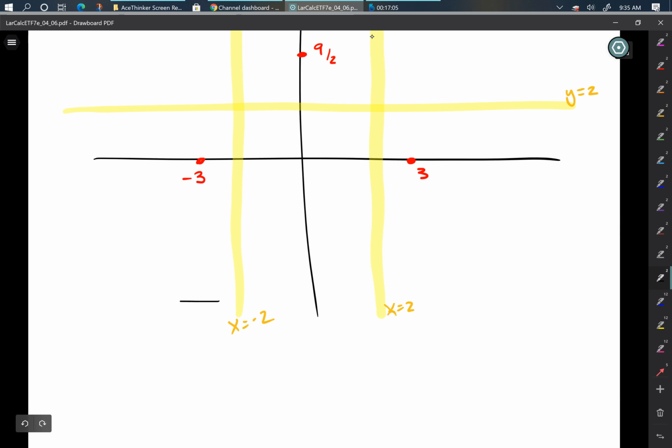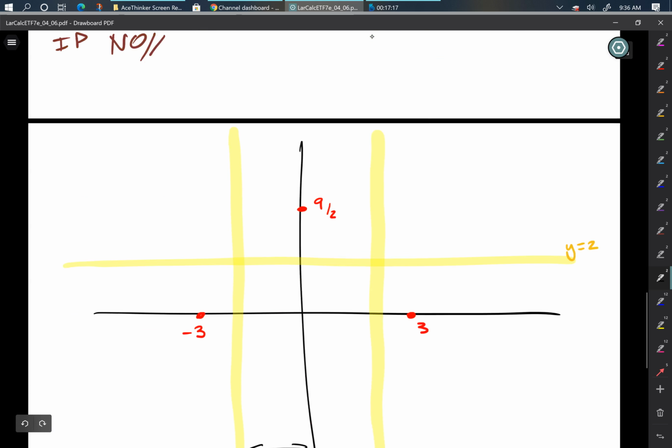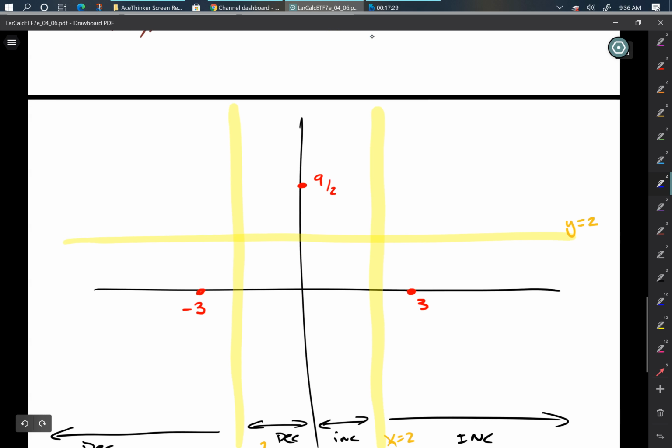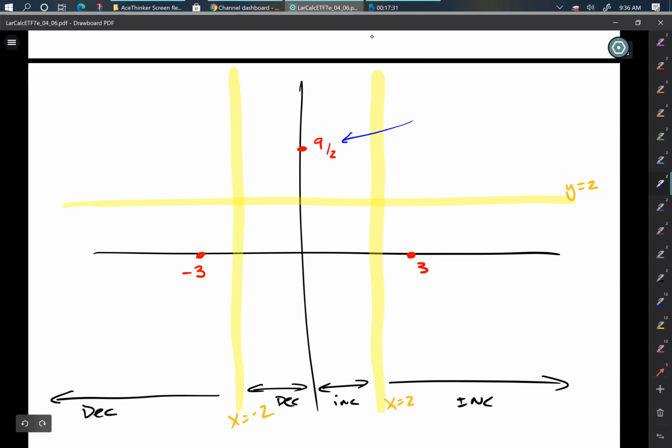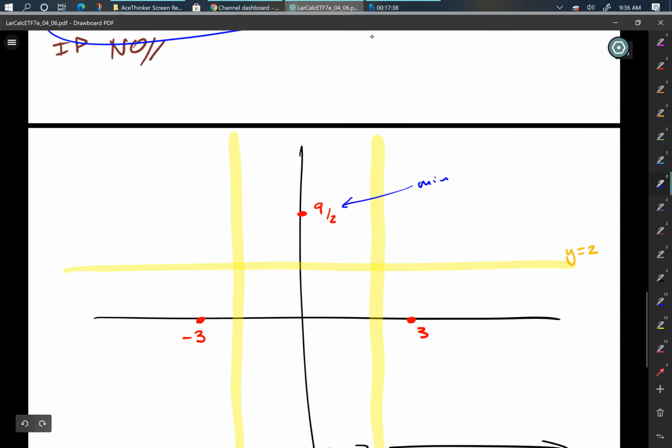So out here, we're a decreasing function, and in here, we are also a decreasing function. Right? We're increasing out there. So we're increasing here, and we're increasing here. Right? Minimum. So this is a minimum right there. Right? What about concavity? We're concave up in the middle, concave down outsides.